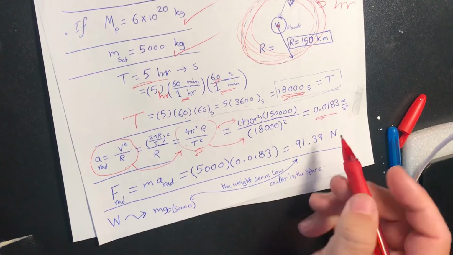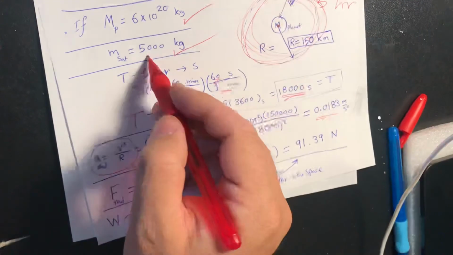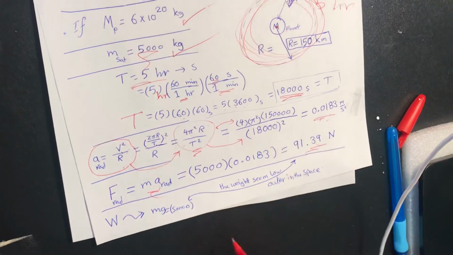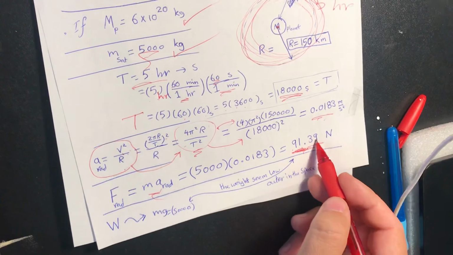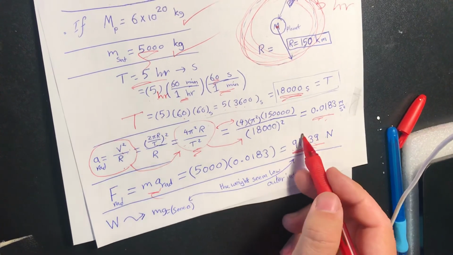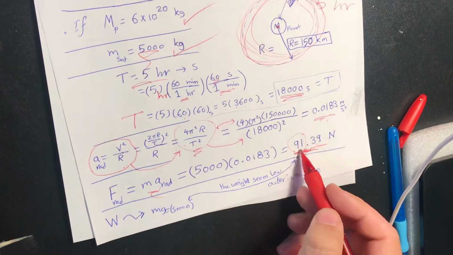What about the force? We just need to multiply the mass, which is 5,000, by this acceleration. Then we find the radial force, which is 91.39 newtons. It is small, 91 newtons.